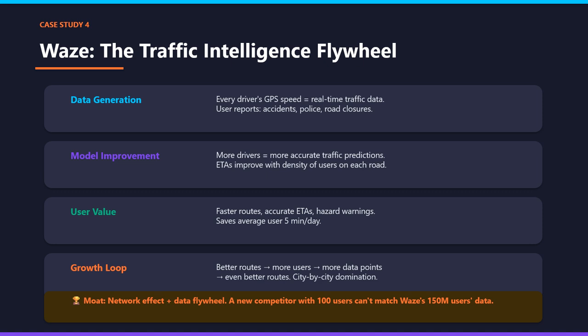Coming to Waze, every driver's GPS speed is real-time traffic data. More drivers on a road means more accurate traffic predictions for that road. The flywheel is geographic. Waze dominates city by city. Once they have enough drivers in a city, their ETAs become the most accurate, which attracts more drivers, which makes ETAs even better, right? A new competitor with 100 users in a city simply cannot match the accuracy of 150 million users' data.